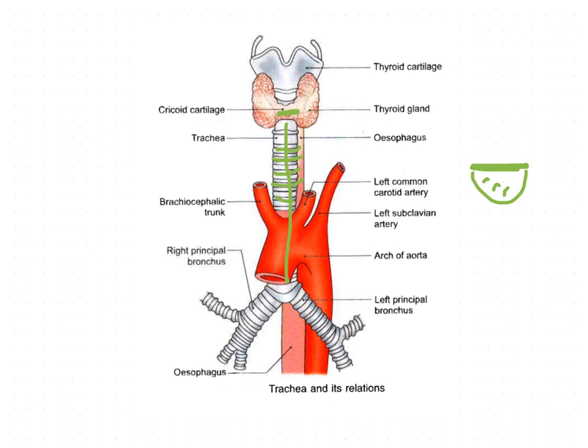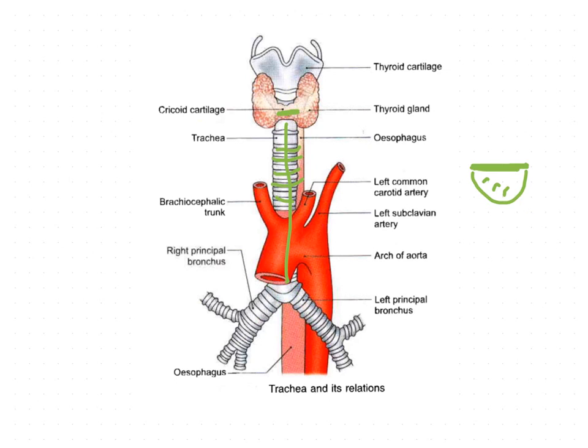And coming to the relations of this trachea, especially in the thoracic part. This trachea is coming from the neck itself, so the neck relations, the cervical part relations, we can see in head and neck.